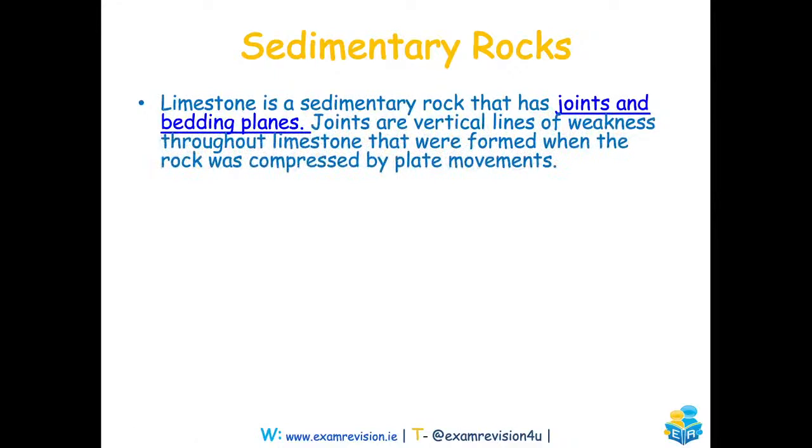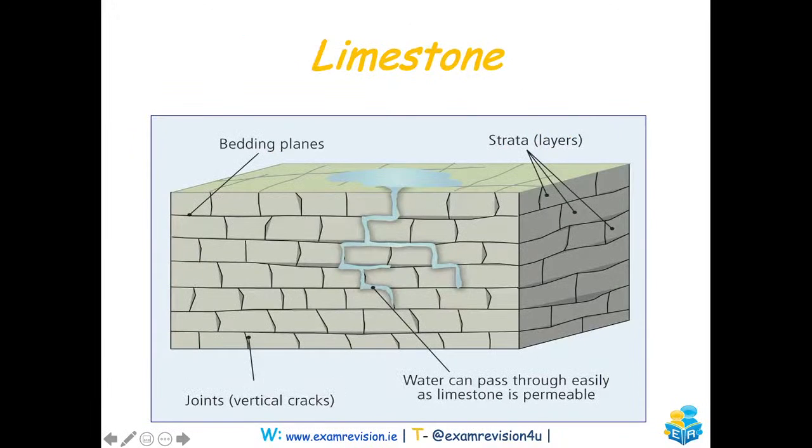Limestone is a sedimentary rock that has joints and bedding planes. Okay, so joints and bedding planes. So I'll show you exactly what I mean by joints and bedding planes. Bedding planes are the horizontal lines going across. It's like the weakness in the limestone rock. And joints are the vertical cracks and lines that are in limestone rock. And each one of these layers is known as strata. Okay, like I showed you earlier on in the limestone rock.